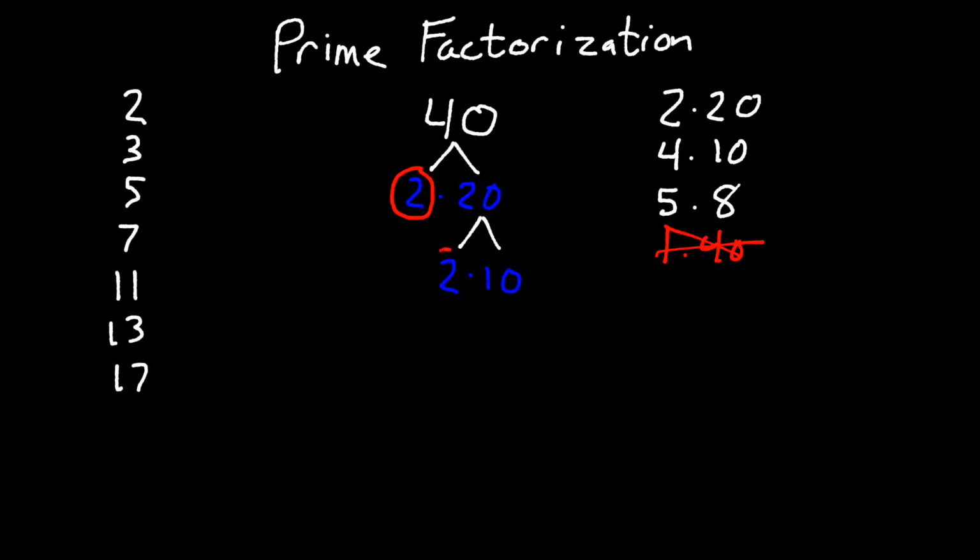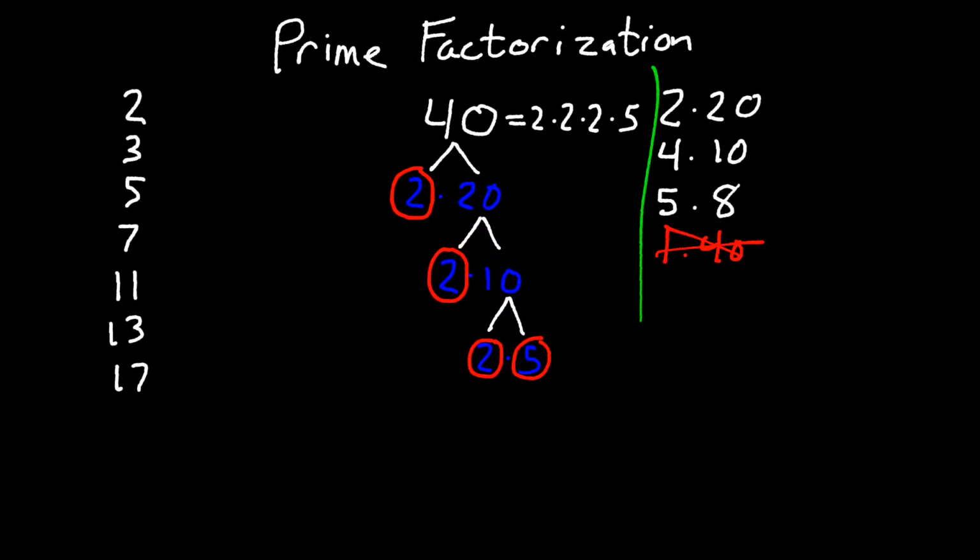Once again, I have a prime number of 2, so I'm going to circle that. Then I need to continue with 10. And the only numbers that will multiply out to 10 are going to be 2 times 5. And now both of these are prime numbers, so I'm going to circle both of them. And since I have nothing else to branch off of, my factor tree is complete. So 40 becomes 2 times 2 times 2 times 5.